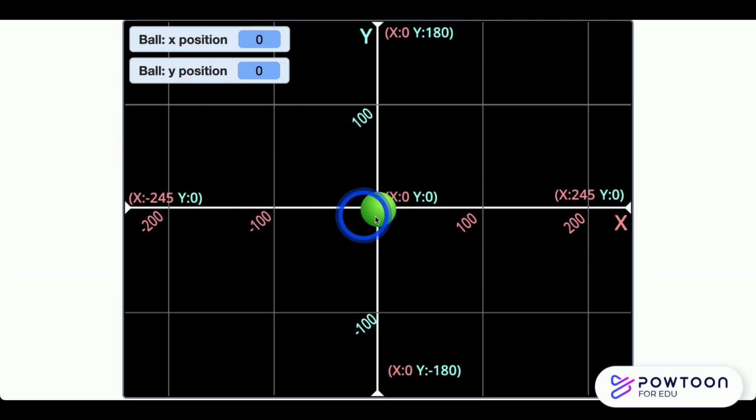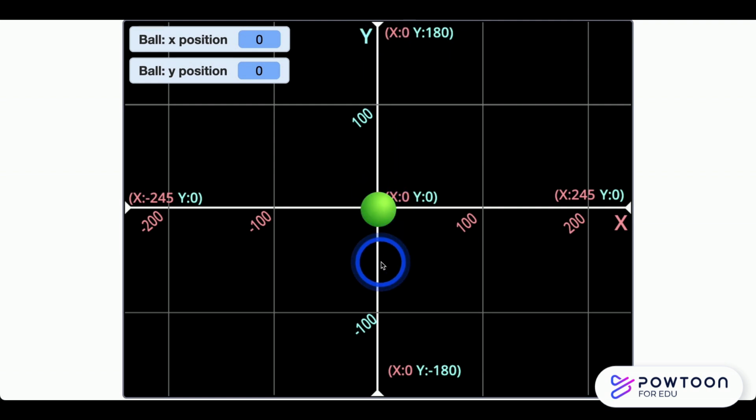Your numbers that go right and left are X numbers, and if you are to the right of the center line, you can go all the way up to 245 on X. If your sprite is to the left of the center line, it's a negative number and travels all the way to negative 245. If your sprite is going up, it is a positive number because you're above 0, and it goes all the way up to Y being 180.